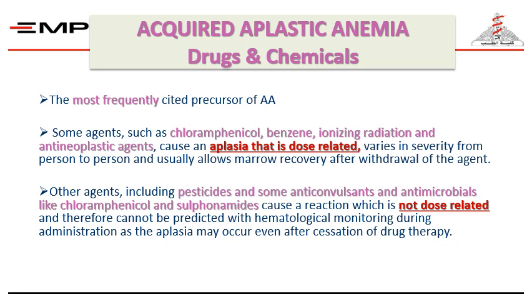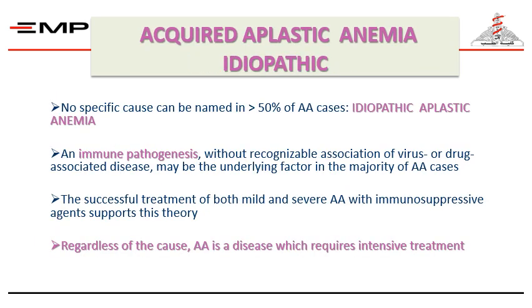Exposure to drugs and chemicals is the most frequently cited precursor of aplastic anemia, and there are 2 patterns. Either the aplasia is dose-related, related to an overdose of the drug or agent like chloramphenicol, benzene, ionizing radiation, and antineoplastic agents, so withdrawal of the drug can give the chance of bone marrow recovery. Or it is not dose-related, it is some form of idiosyncrasy, like with pesticides, some anticonvulsants, and antimicrobials like chloramphenicol and sulfonamides. In these conditions, withdrawal of the drug will be of no benefit. It causes serious disease.